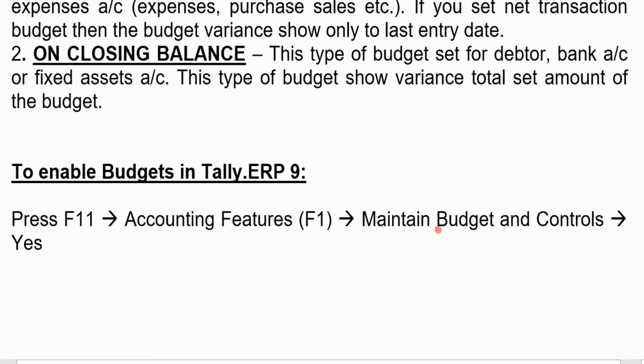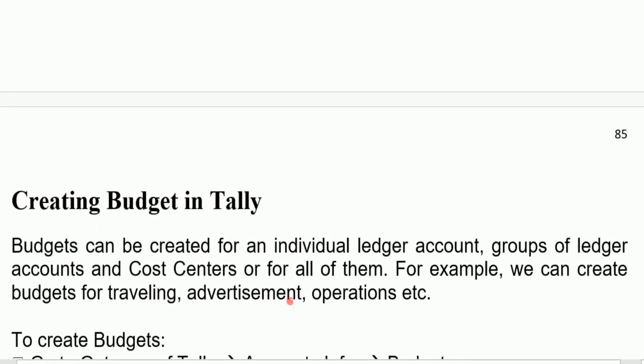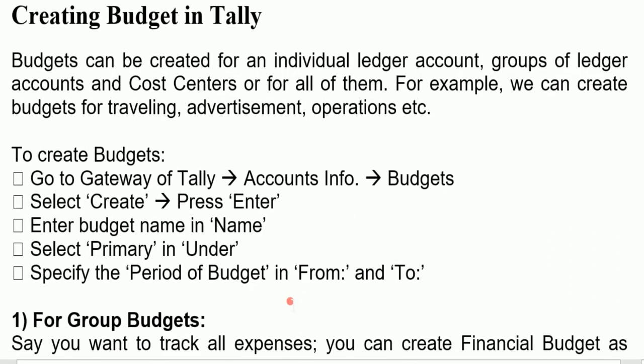And to enable budgets in Tally, you have to press F11, and in that accounting features F1, and in that there is the option maintain budget and controls, and you have to make it yes. Then, for creating budgets, we will see the step-by-step method.